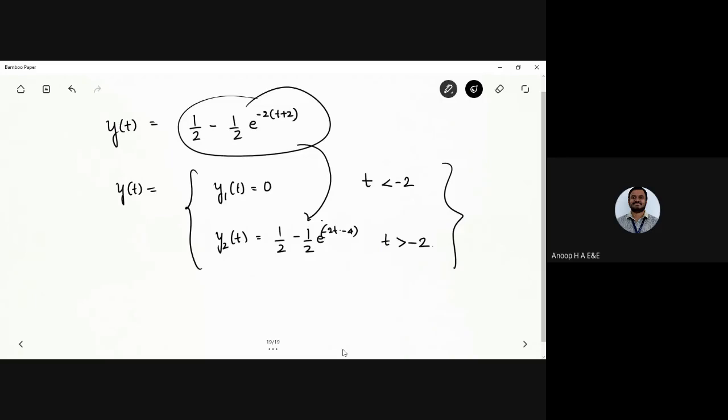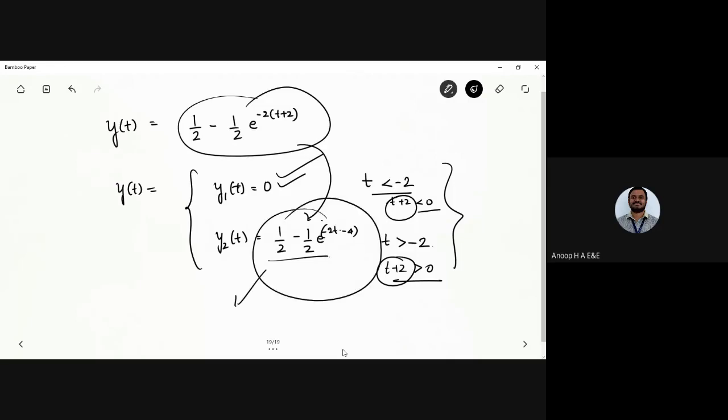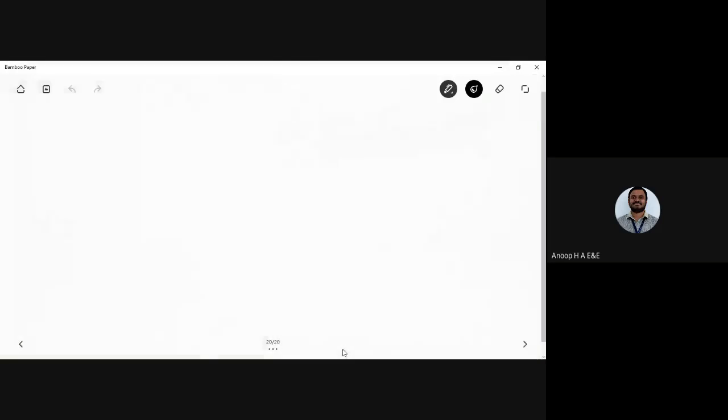So what I meant was, when t plus 2 is less than 0, you have y1 of t to be equal to 0, and y2 of t when t plus 2 is greater than 0, right? So once it is less than 0, you have the output to be 0, and this overlapped condition, which acts as the second output, that is y2 of t, is greater than 0 for t plus 2 greater than 0, right? So hope you got the solution how to find out.